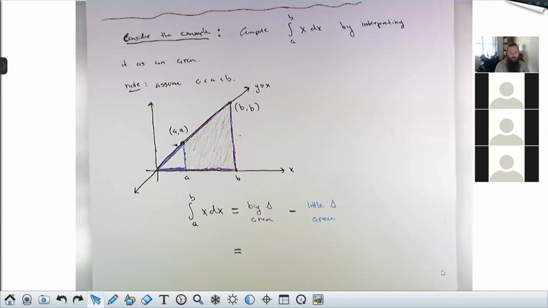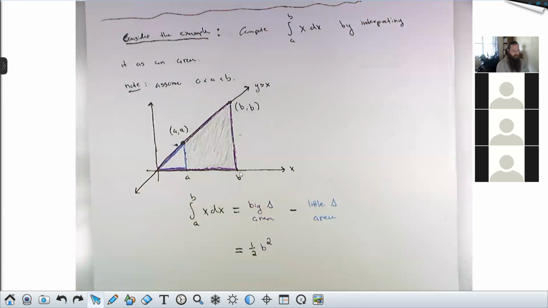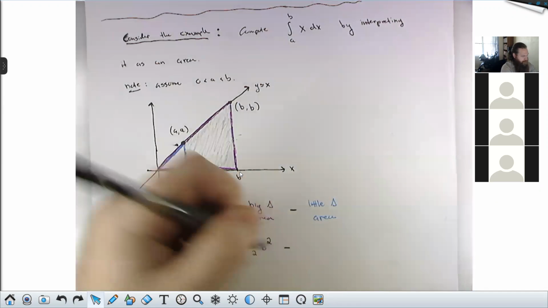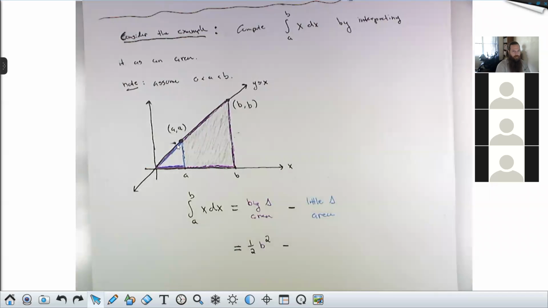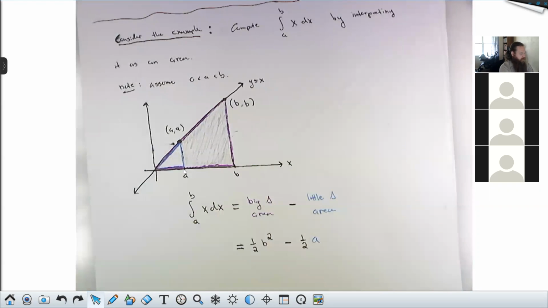Let's see, we have something in chat. Yeah, it's b. And what is that height? The height right here. Also b. So this is 1/2 b squared. And I'm going to swap colors around here a little bit to help you see something. Minus. Now, what is the area of the little blue triangle? Well, same sort of formula, right? 1/2 base times height. The base of the little blue triangle is a, and the height of the little blue triangle is a. So this would be 1/2 a squared.